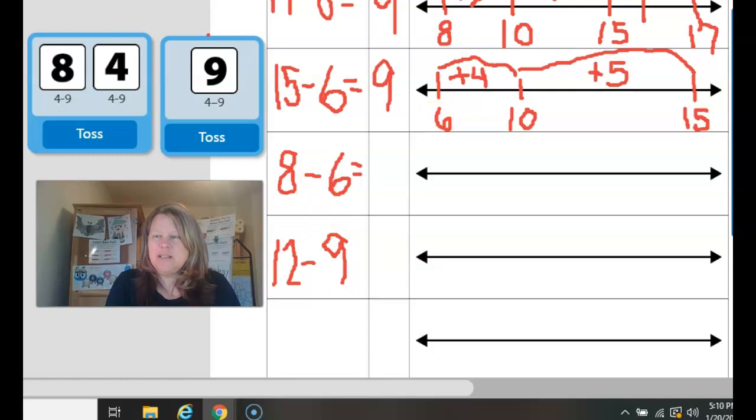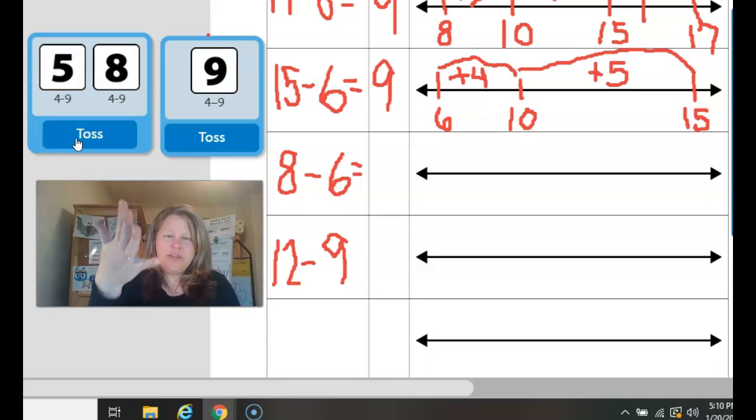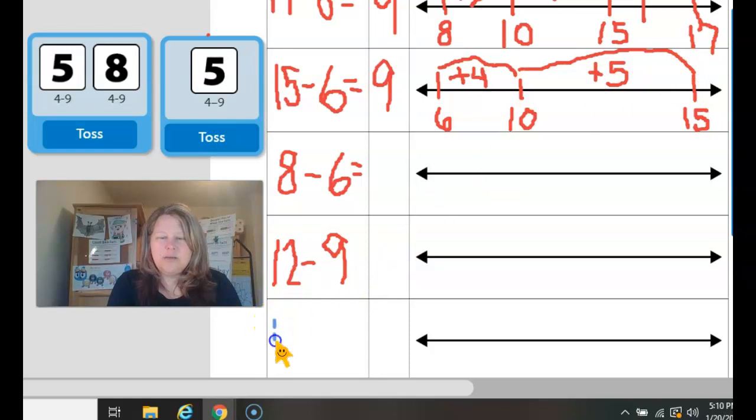And finally, last one down here. 5 and 8. I think I'm going to do 8 in my head and count up 5. 9, 10, 11, 12, 13. Okay? 13 minus 5. So here we go. 13 minus 5.